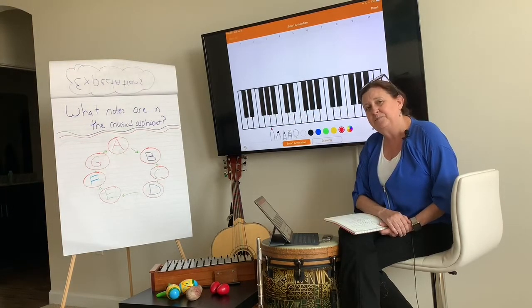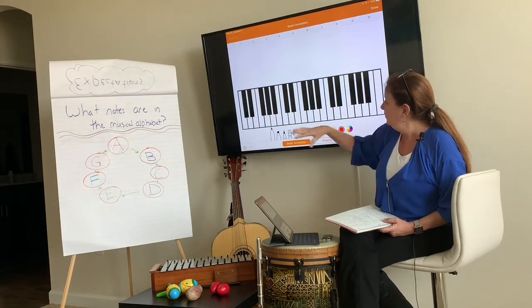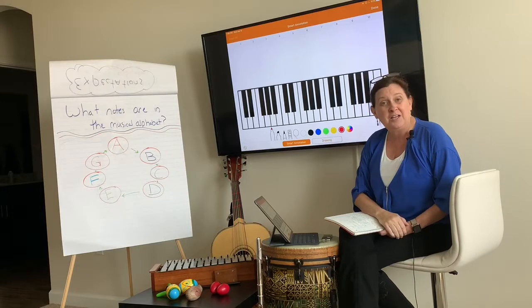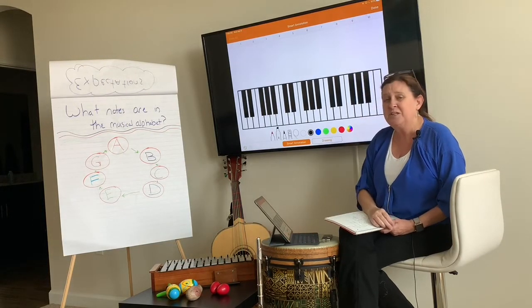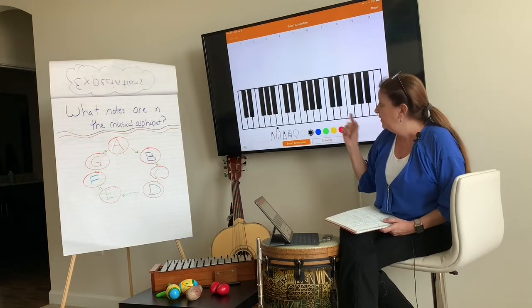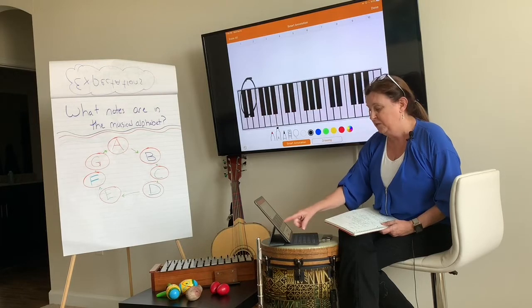Look at the keyboard. If you notice, we have groups of two and groups of three of the black and short keys, okay? So what we're going to do is circle the groups of two. Will you do this with me? Here's a group of two.